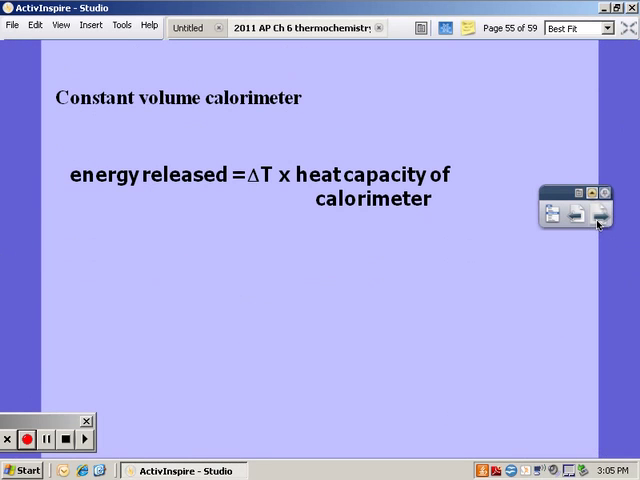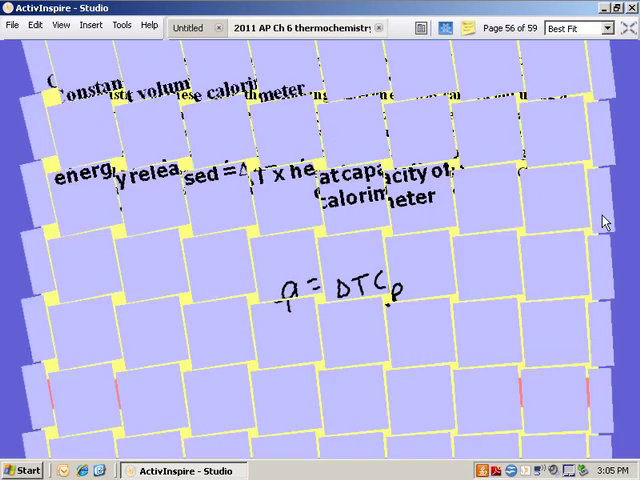So heat, or energy released, is equal to the change in temperature times the heat capacity of the calorimeter. That's the equation that you need to make sure that you know. Q equals delta T Cp. And that's the heat capacity of the calorimeter, not the substances in it.